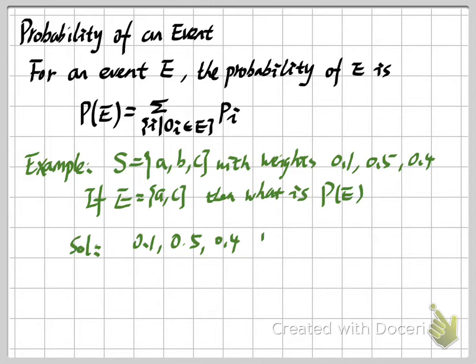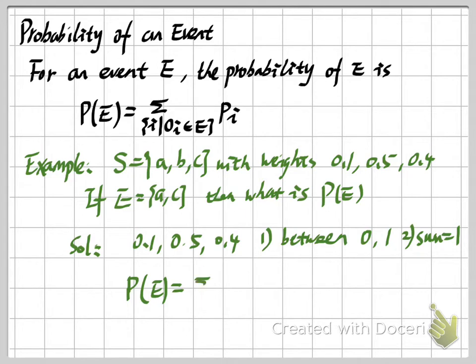In fact, the first thing we know is that all of them are between 0 and 1. So this means the assignment is valid. And then the second is that the sum of them is equal to 1. So that means in this question, the assignment of the weights is correct, because the weights satisfy these 2 requirements. And then to compute the probability of E, we just use the formula.